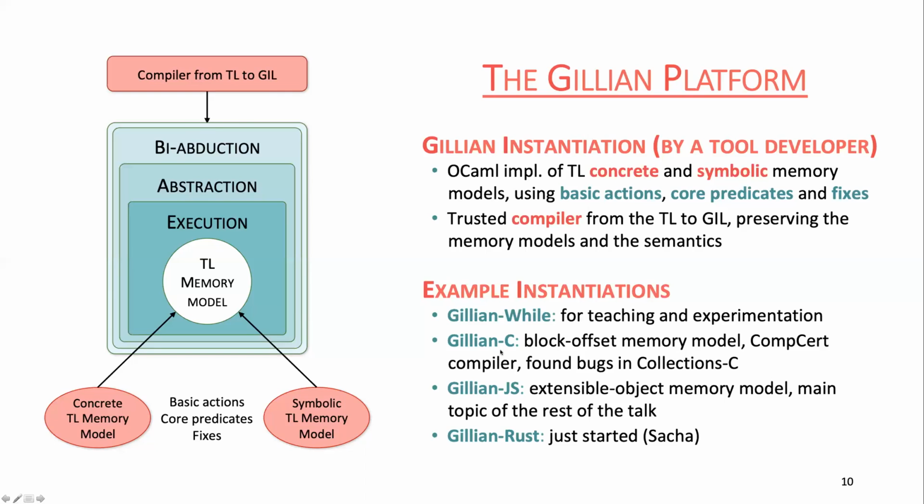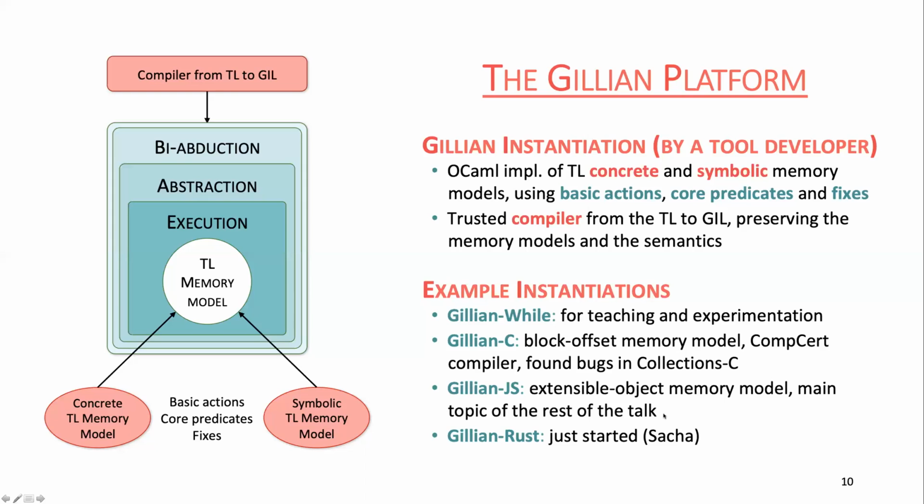We are looking at real-world languages, and in particular we're looking at GILLIAN-C and GILLIAN-JS for JavaScript. The point about these two is that they have very different memory models. C is a block-offset memory model. We use the CompCert compiler, so it's extremely trusted because it's in the Coq theorem prover. And we found bugs in Collections-C, a real-world data structure library. So there we've mainly concentrated so far on symbolic testing. Right now we're doing a lot of work on verification.